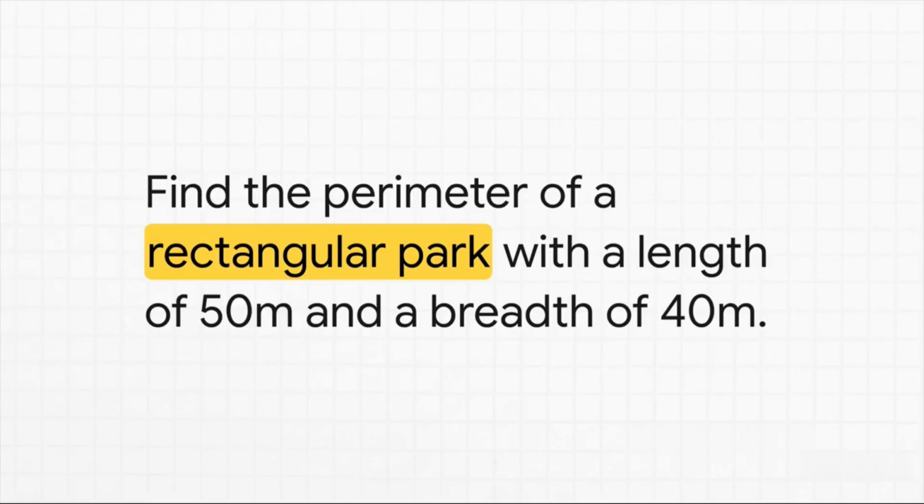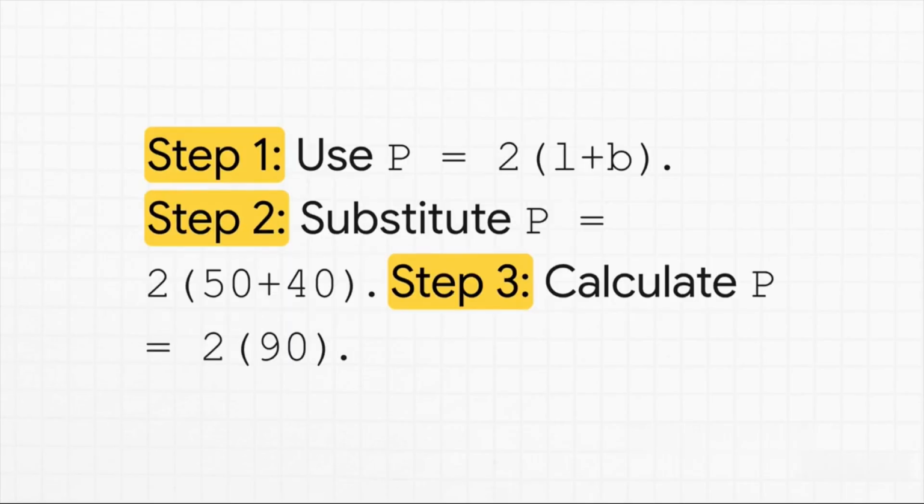Okay, let's make this real. Picture a rectangular park. We're told its length is 50 meters and its width is 40 meters. Our job is to find the perimeter. Basically, what's the total distance you'd walk if you did one full lap right along its edge? So let's use our 3-step method. Step 1, identify. Okay, it's a rectangle, so we grab our perimeter formula. P equals 2 times (L plus W). Step 2, substitute. We swap out L for 50 and W for 40. Now our formula looks like P equals 2 times (50 plus 40).